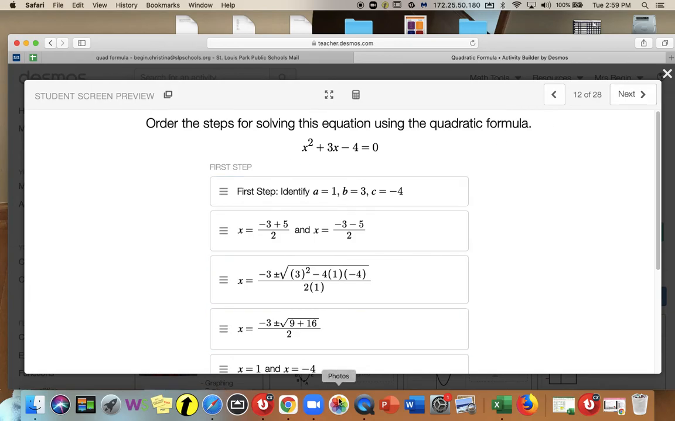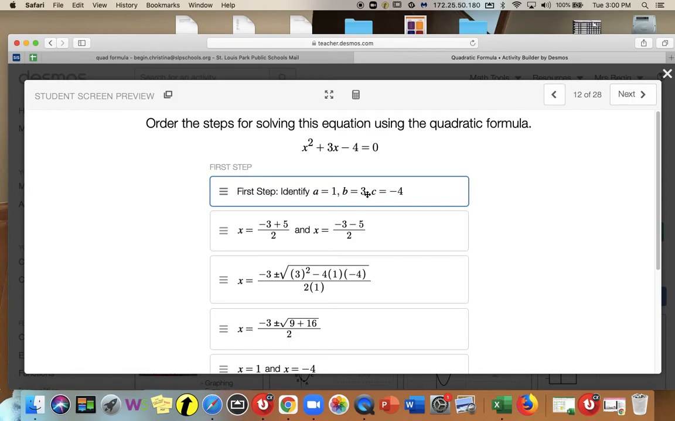Okay, so let's just go over what the steps are. The first step is make sure that 0 is on one side. That's done. The second step is make sure you know what a, b, and c are. A is the number in front of the x squared, it's a 1. B is the number in front of the x, it's 3. And c is the number by itself, the negative 4. So there's the first step: identify a, b, and c.